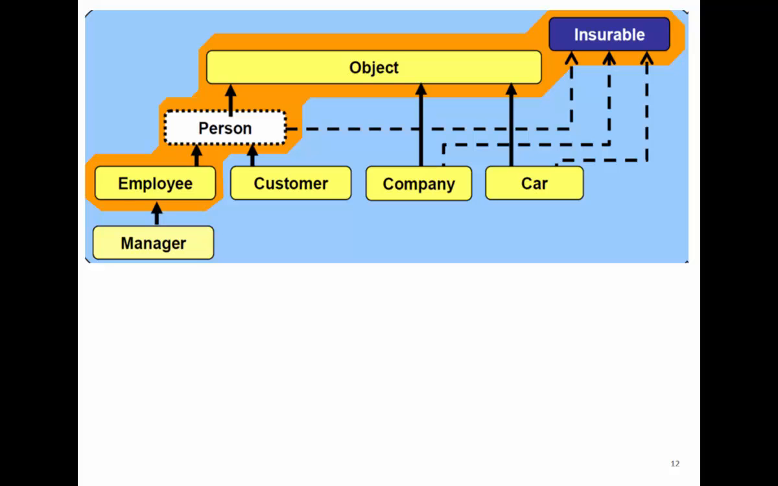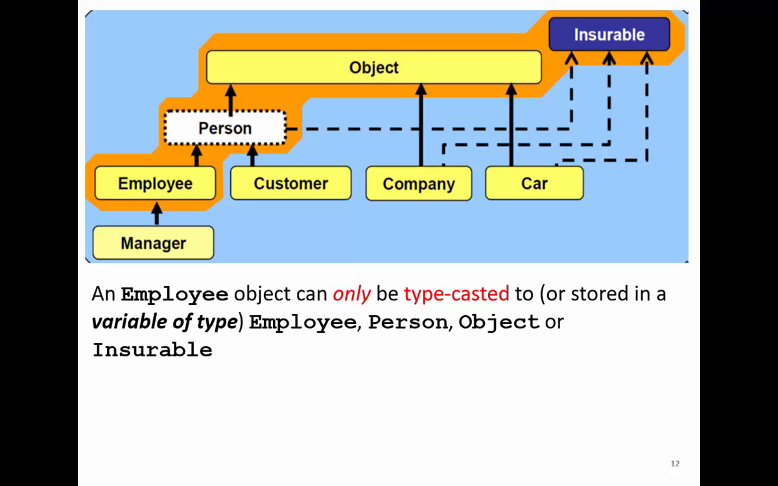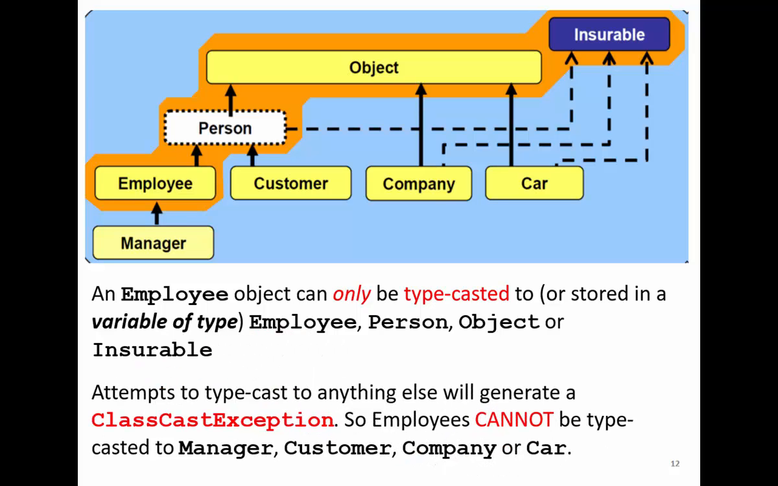You can do it to the superclass. Okay? Here, for example, with Employee, we can do the typecasting of Employee to an Employee, to a Person, to an Object, or Insurable. Okay? If you are trying to do typecasting to a Manager, or a Customer, or a Company, or a Car, you will get a ClassCastException. You cannot do the Employee typecasting to Customer across the hierarchy. You can do it in the top of the hierarchy. You cannot do it to a Company or to the Car. Okay?